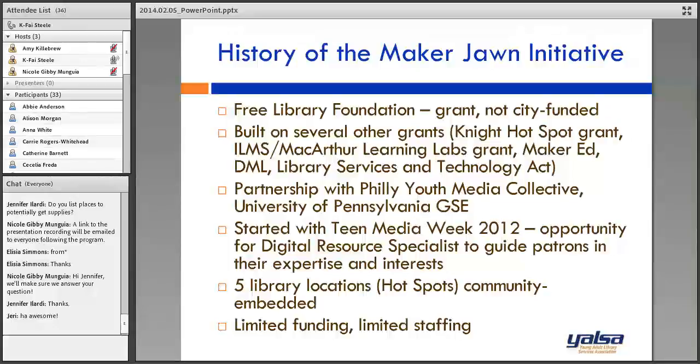So this started off, and I'll pull this back to two years ago, with the Knight Hotspot grant. It wasn't specifically for Maker programming, but among the people hired to run these computer labs, one person was in library school. I'll make the confession now and put it out there on the table.